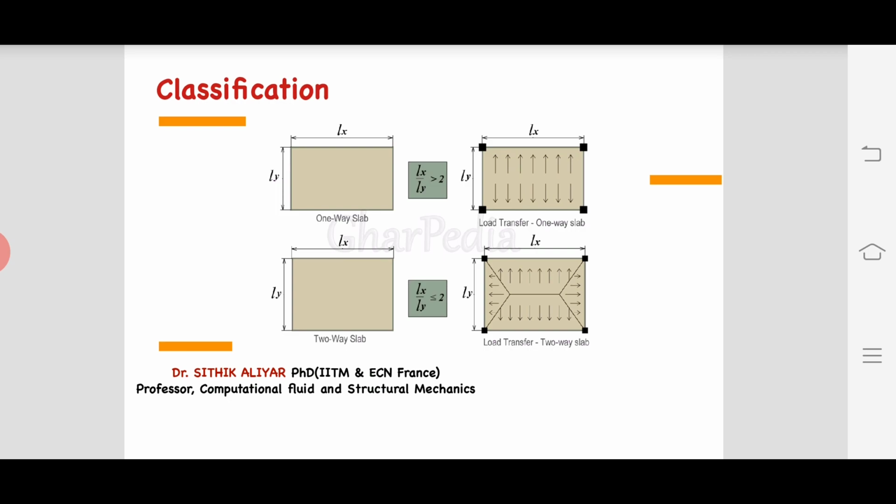Okay, it won't be transferred in the ly direction. That is called one way slab. So what is two way slab? Obviously opposite to that. So length ly by lx will be lesser than or equal to 2.